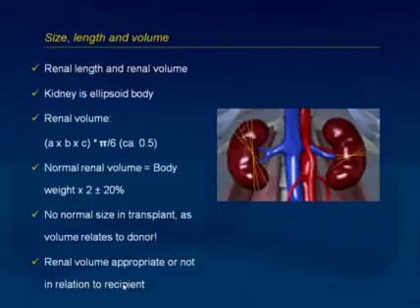So the correct wording in a transplant renal ultrasound report would be: the renal volume is appropriate or not in relation to recipient, not the renal transplant has a normal size. So what we can do is we can measure the renal transplant volume, relate that to the recipient's body weight, and then call the renal transplant volume appropriate or not in relation to the recipient.